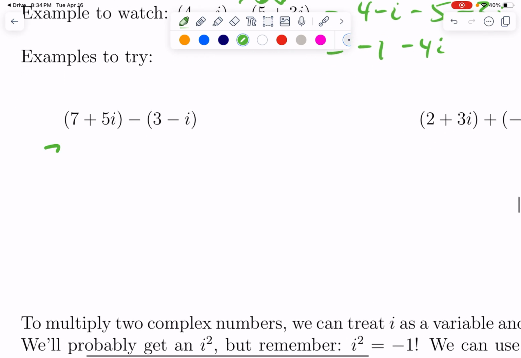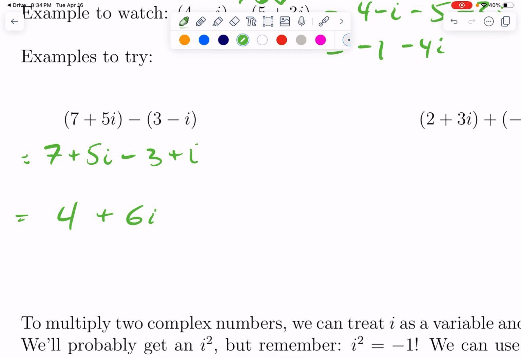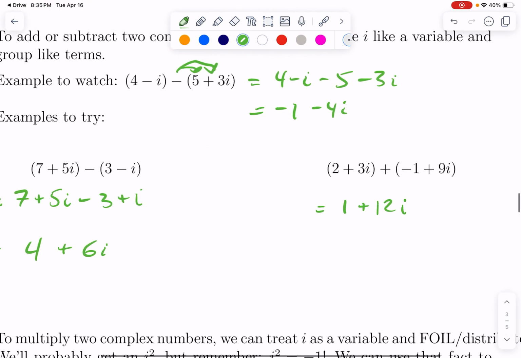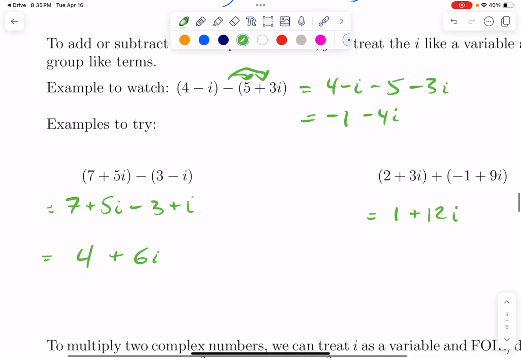For this one, again, we would distribute that negative, and when we combine like terms, the real part would be 4, and the imaginary part would be 6i. Here we don't need to distribute anything, just the real part would be from 2 plus negative 1, which is 1. The imaginary part, we have 3i here and 9i here. That makes 12i. Just like algebra. Whatever i is, just treat it algebraically.